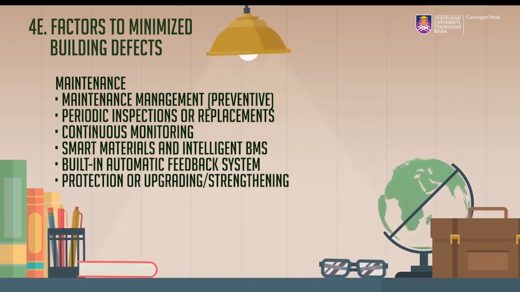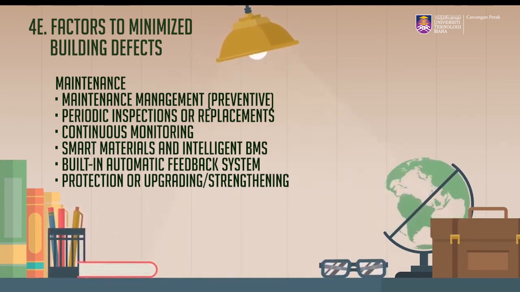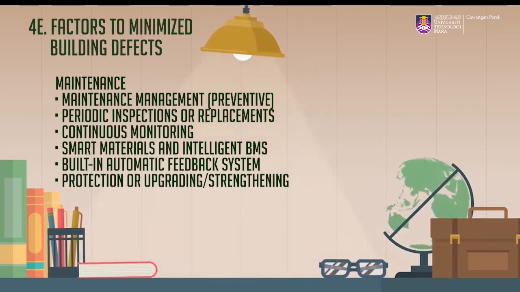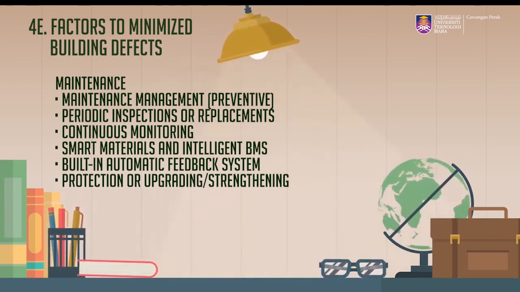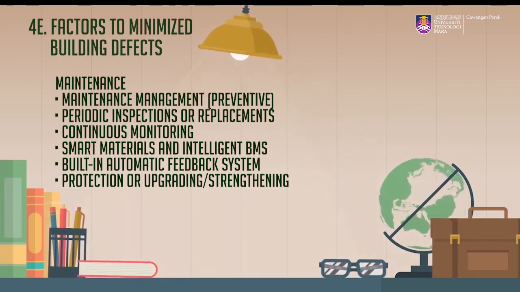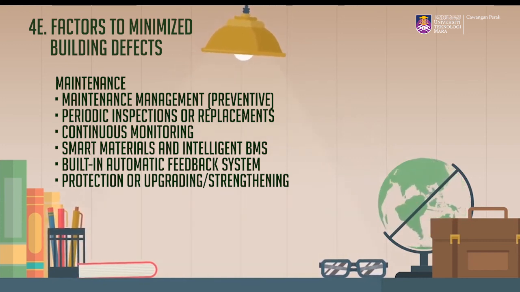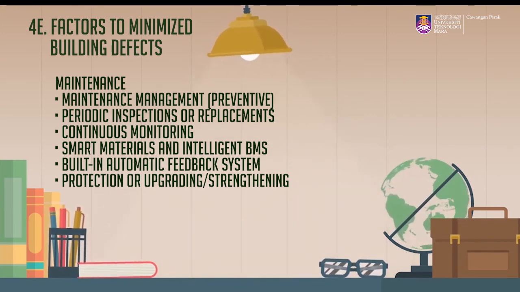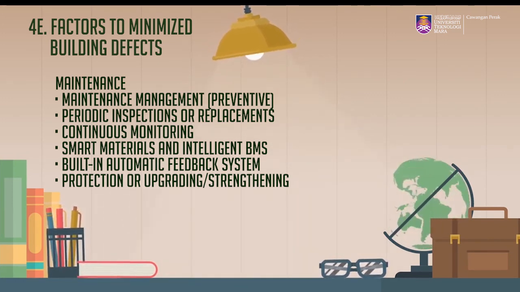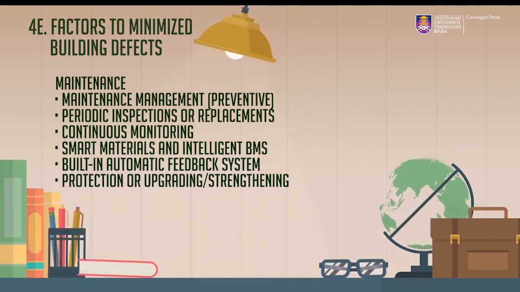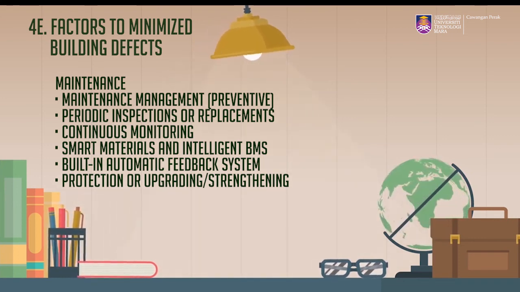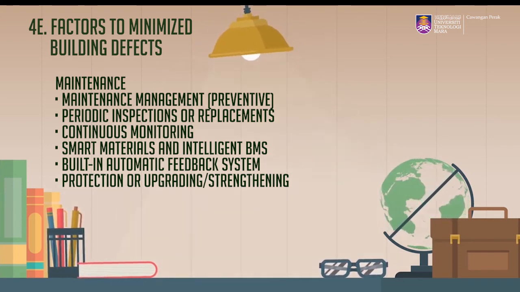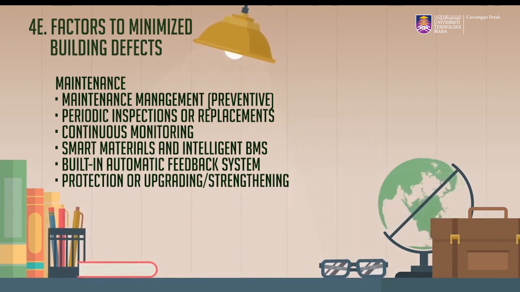For E, factors to minimize building defects. How to minimize building defects? The first is maintenance management, preventive maintenance management, with periodic inspections or replacements of the defects. Continuous monitoring of the defects. Smart materials and intelligent BMS, or building management system. A built-in automatic feedback system. And protection, upgrading or strengthening.